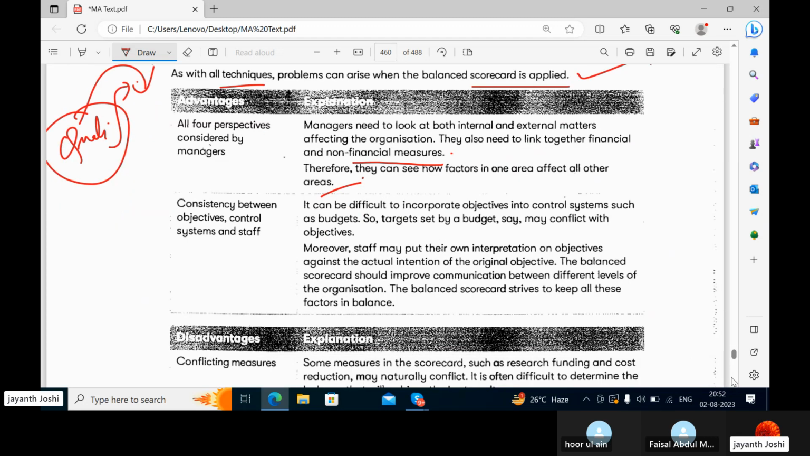Yes. One example. Consistency between objectives, control systems, and staff. It can be difficult to incorporate objectives into control systems. Yeah, it's very tough and difficult, because whatever objectives you want, if you want to keep that in control, sometimes for fulfilling your objectives you have to take some extra steps, or you have to go a step ahead, such as budget. If you want to fulfill all your objectives or whatever goals you're setting, you have to prepare a budget for that and keep things under control. So targets set by a budget, say, may conflict with objectives.